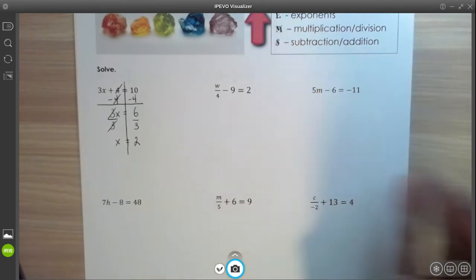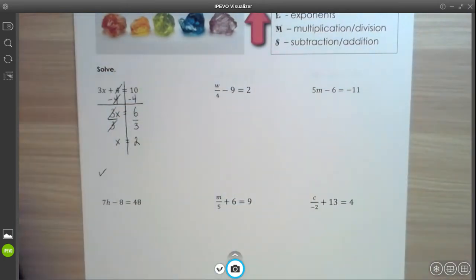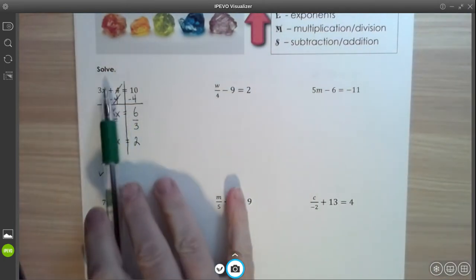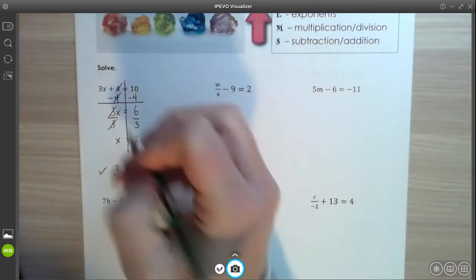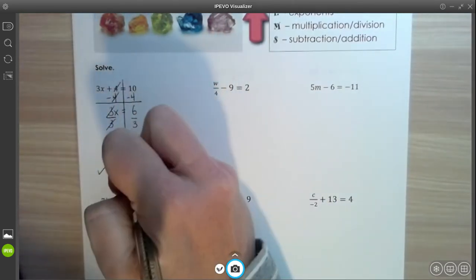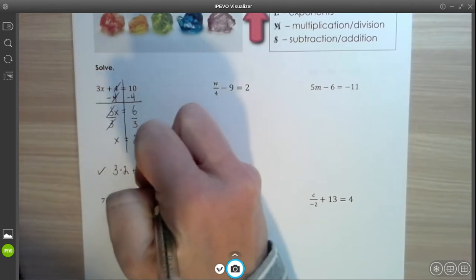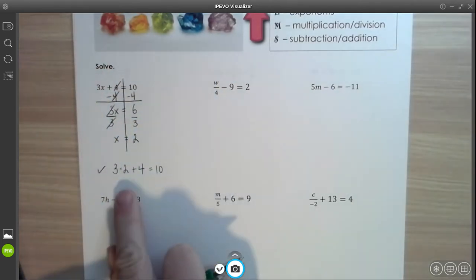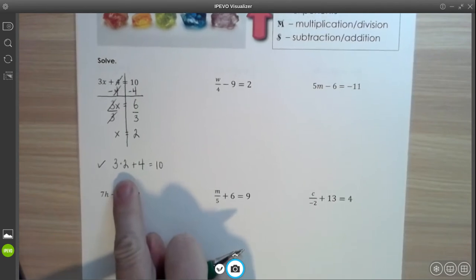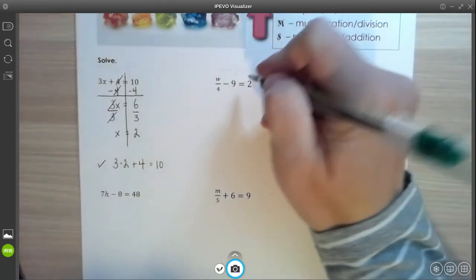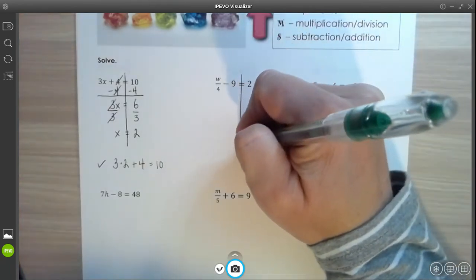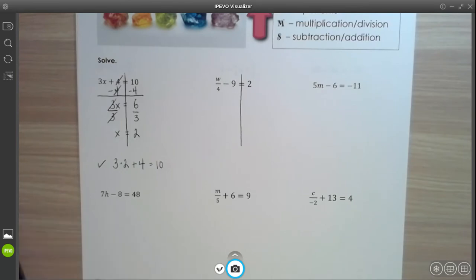I'm not going to show this every single time, but again, you can always check your answers by substituting the variable back in the problem. So 3, and then instead of x, we're going to multiply by 2, plus 4, and that should equal 10. You can use the calculator to do this. It'll follow the correct order of operations, but 3 times 2 is 6, and 6 plus 4 is 10, so it checks out.